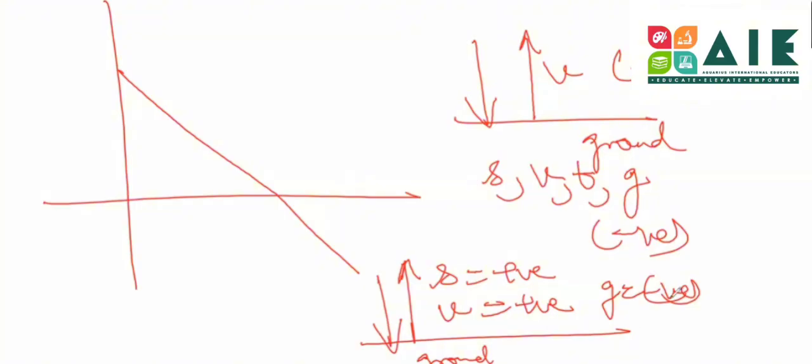Great. So if it is coming down, all the time it will be negative. Correct? Time is always positive. Time can never be negative. So these are the quantities we have studied.